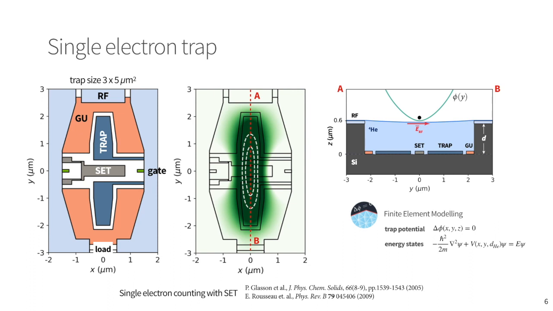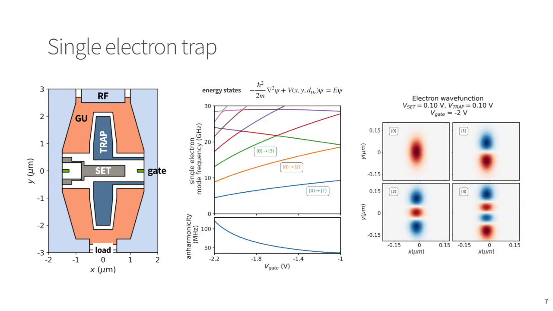The potentials calculated from the finite element modeling simulations we use to numerically solve the Schrödinger equation. Here are the results of these calculations. This is a spectrum of the motional states of the electron, and these are the first four wave functions. The anharmonicity of the trap can reach values of 100 MHz, which is comparable with superconducting transmons. And in principle, now we can use these two states as a basis of our charge qubit.